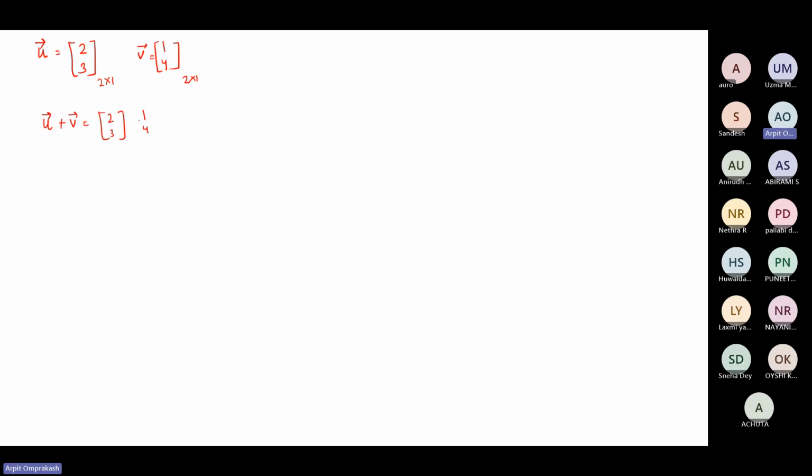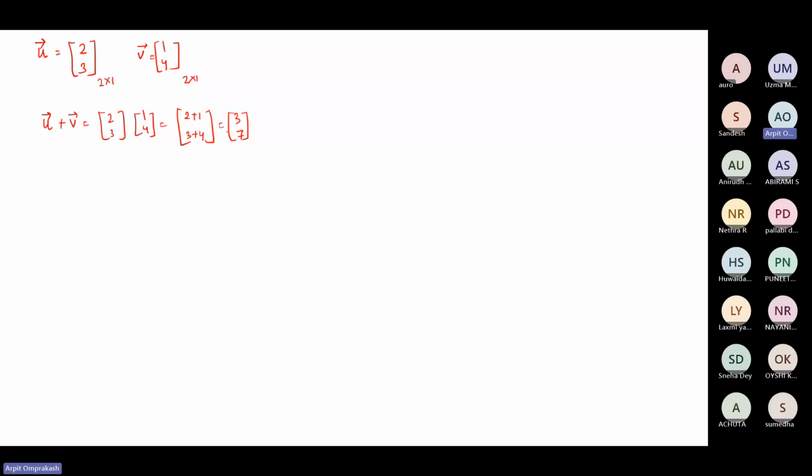Let's say we have two vectors, u, which is (2, 3), and v, which is (1, 4). Both of these are two-dimensional vectors with the shape 2 cross 1, meaning two rows and one column. We can do vector addition. Let's say we want to add u plus v. We just add the corresponding elements together: 2 plus 1 and 3 plus 4, giving another vector, which is (3, 7).